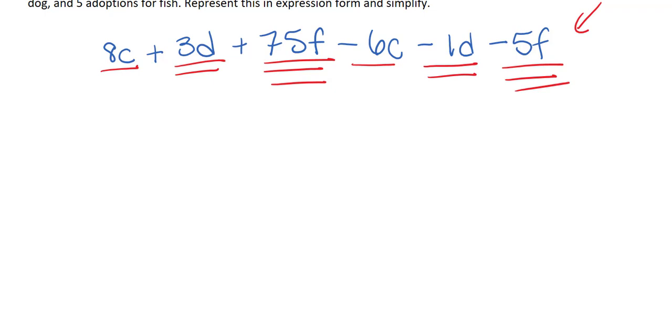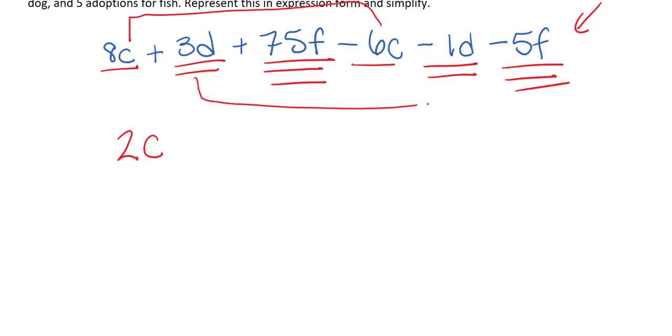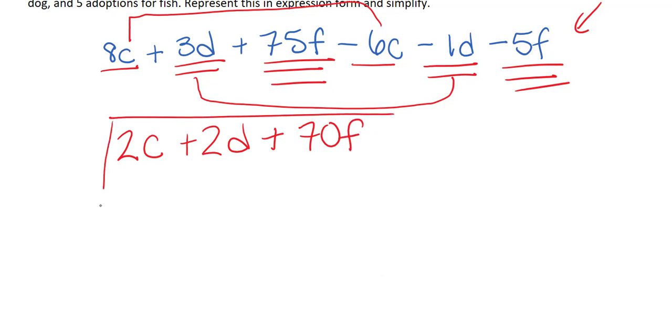So 8C minus 6C. Well, 8C minus 6C would then be 2C. We can go ahead and do it like that. Then we have 3D minus 1D. Well, 3 minus 1 is then 2. So it's positive 2D. Then we have 75F minus 5F. Well, 75 minus 5 is then 70. So we have plus 70F. And then that would be our solution as it's simplified.